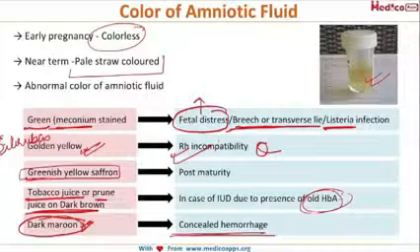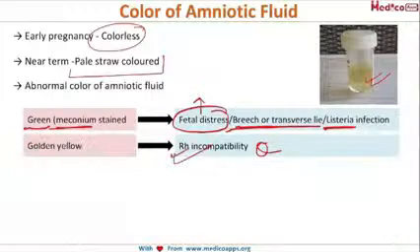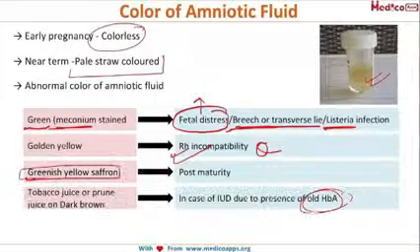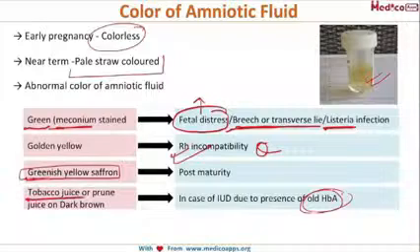In RH incompatibility, the amniotic fluid is golden yellow in color, and that is because of the bilirubin. Again one question. And in post maturity, the amniotic fluid is greenish yellow saffron in color. Now in cases of IUD, due to the presence of old hemoglobin, the amniotic fluid becomes tobacco juice or prune juice or dark brown in color.